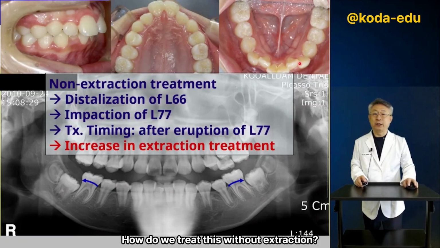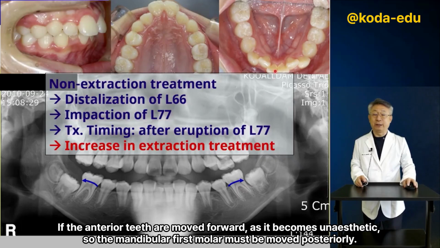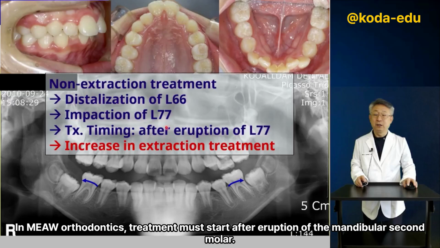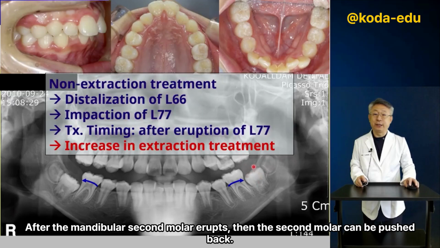How do we treat this without extraction? If the anterior teeth are moved forward, it becomes unaesthetic, so the mandibular first molar must be moved posteriorly. At this point, it might cause an impacted mandibular second molar. In MEAW orthodontics, treatment must start after eruption of the mandibular second molar. After the mandibular second molar erupts, then the second molar can be pushed back.